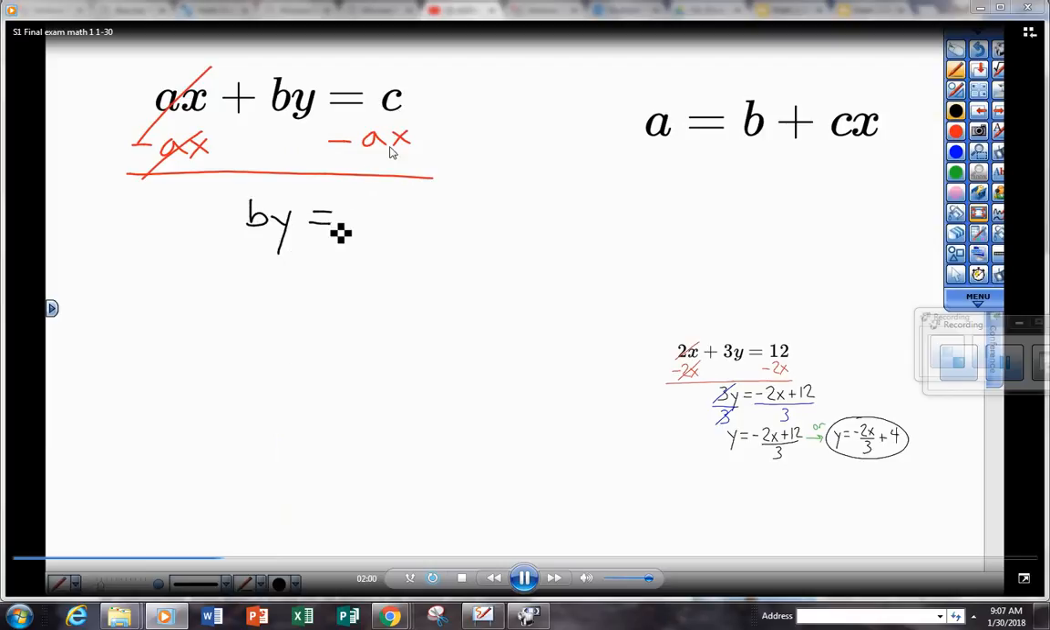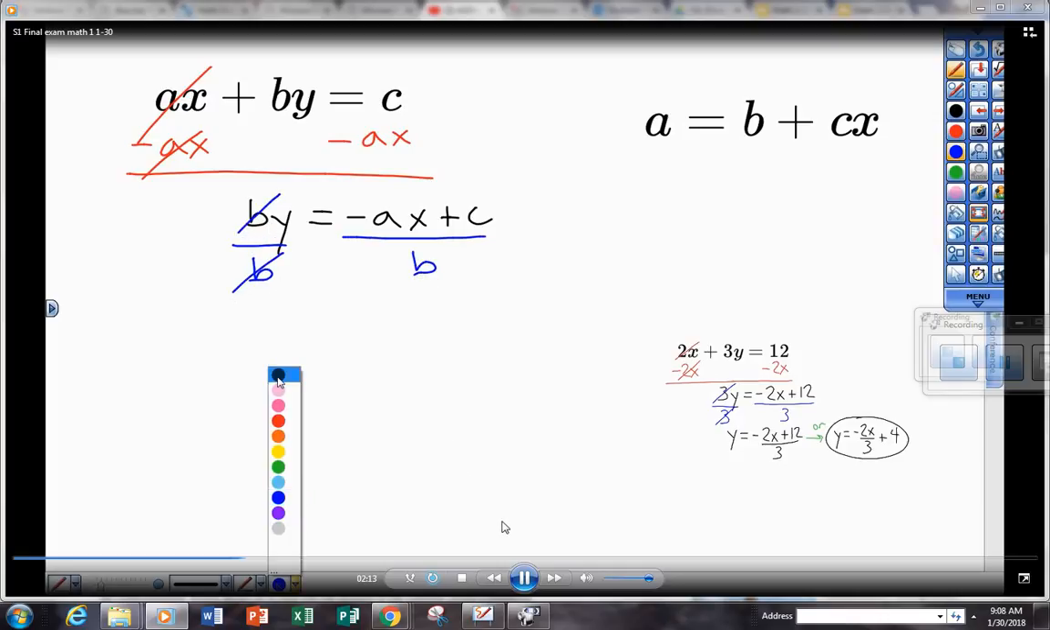and I make sure I can't subtract these because these are unlike terms. I write the minus ax first plus the c, so the x term first with the plain letter c second. Next step, opposite of multiplying by b is dividing both sides by b, and that gets y by itself and gives me negative ax plus c over b.